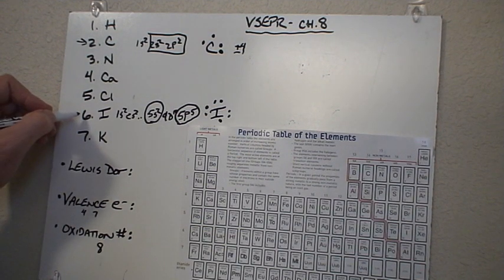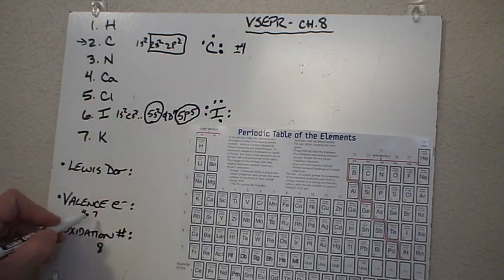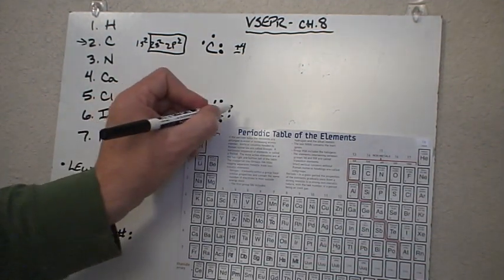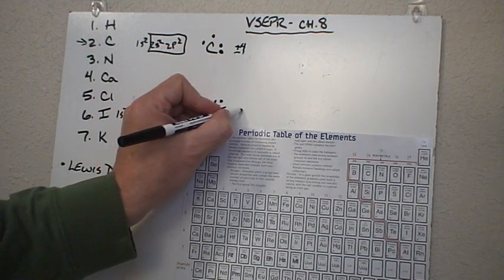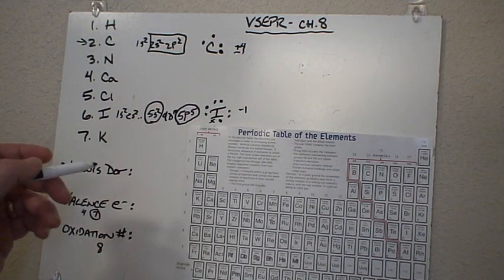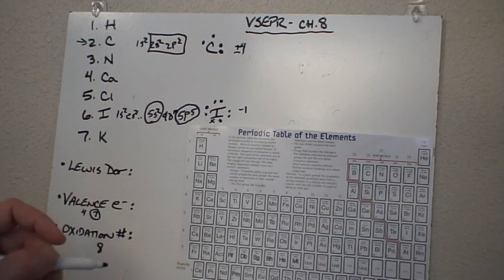Now you take a look at iodine. Iodine has 7 total valence electrons, and it has 1 more spot to fill. Because electrons are negative, it would have a -1 charge. This is just a reminder of why we have charges, and then we're going to see in this chapter how they form together to form a compound.